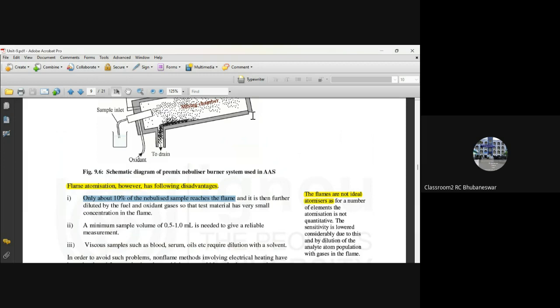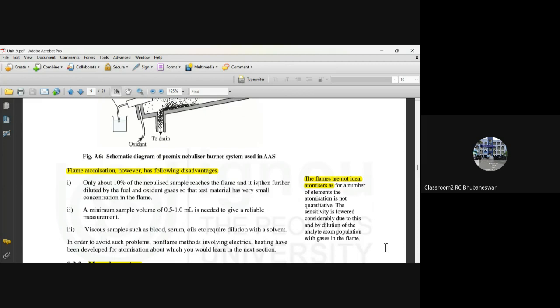Here in the mixing chamber, most of the solution will be draining out, and only 10% of the nebulized sample reaches the flame, where it is further diluted by the fuel and oxidant gases, so that the test material has a very small concentration in the flame. Then its sensitivity will go down.